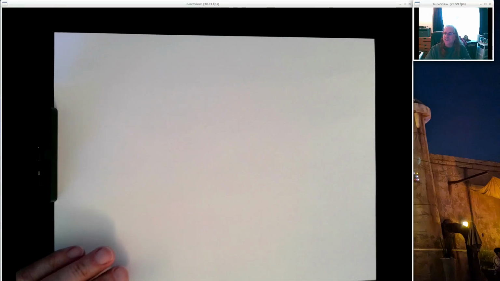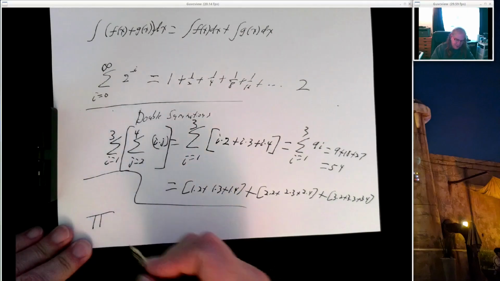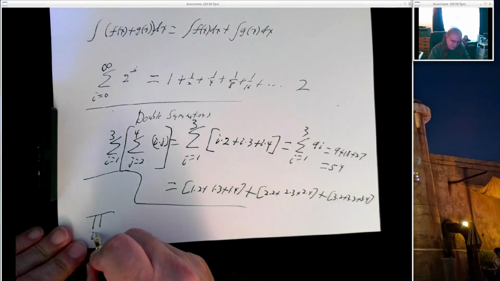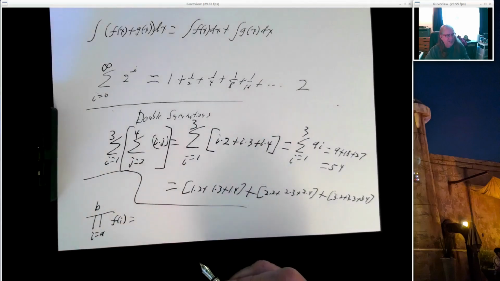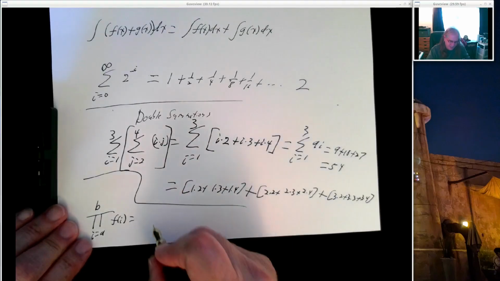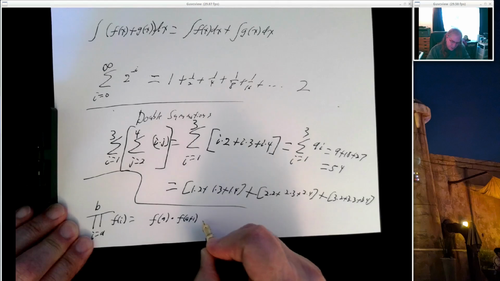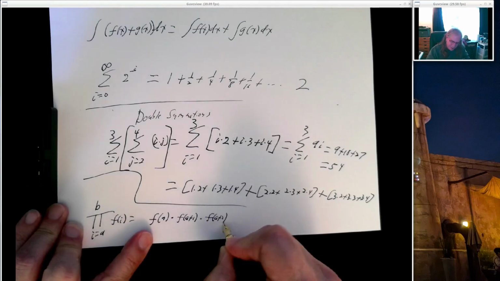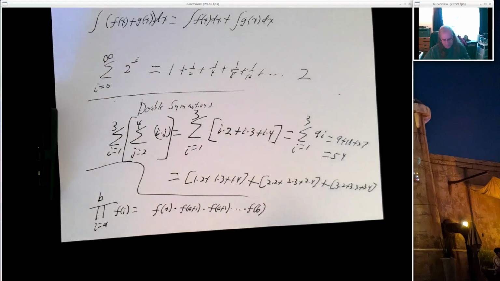All right, so that's summations. The last thing I'll mention on that, there's also this uppercase P symbol, product. We can say product from i equals a to b, f of i. And it's just like a summation, but we multiply instead of adding. So this would be f of a times f of a plus 1 times f of a plus 2 all the way up to f of b. So just like summation, but instead of adding, we multiply.